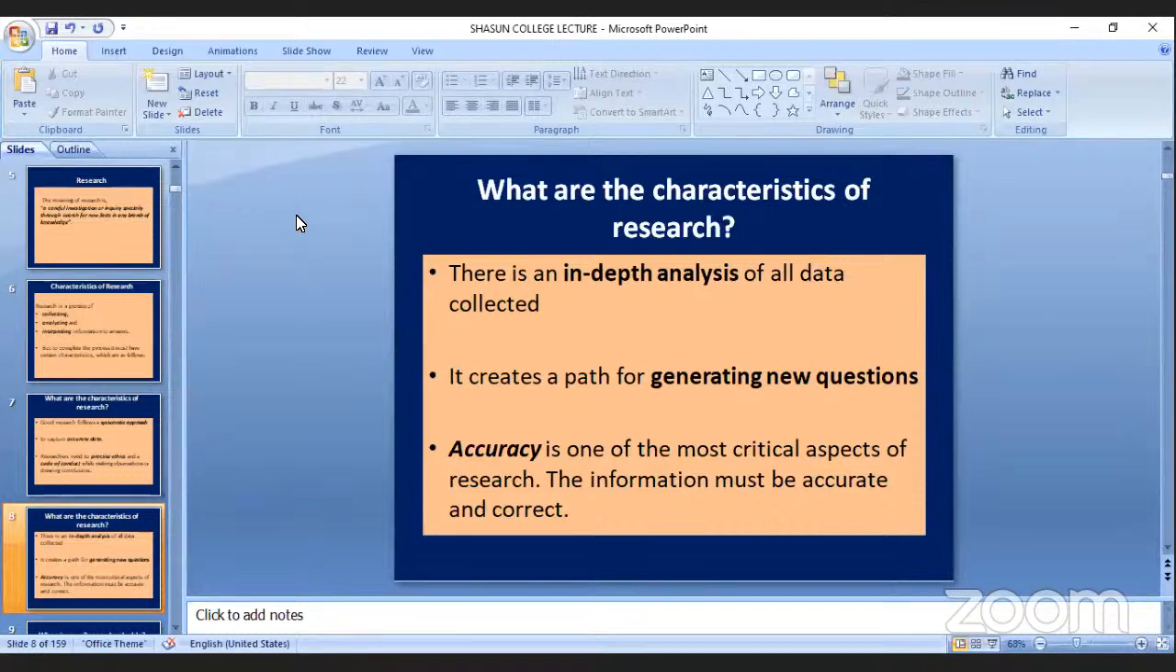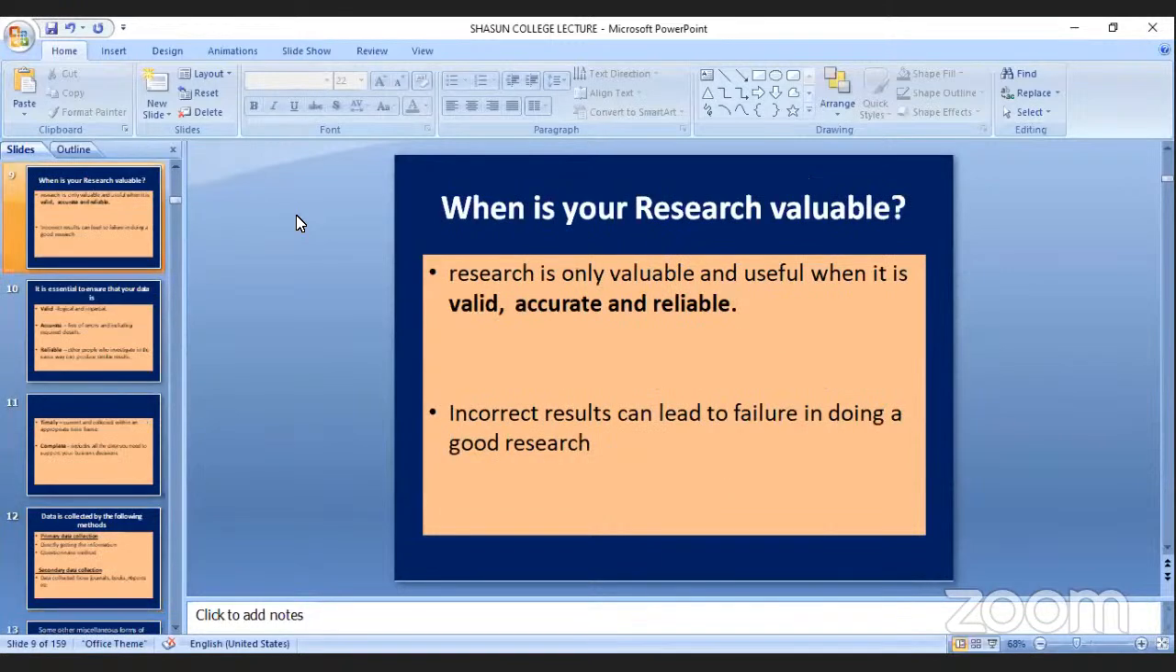And finally, accuracy is very, very important. Accuracy, as I said earlier: you have to collect the information from farmers, you must collect only from the farmers. You should not deviate and collect it from some other people who are not engaged in farming activity. That will give you wrong information. So when is your research valuable? You call your research a valuable one when it is valid, accurate, and reliable. So that is what is very much required for your research.